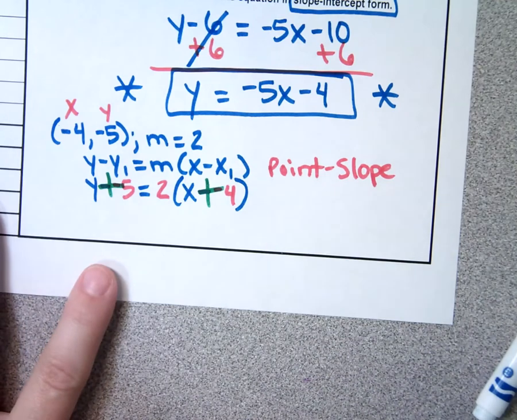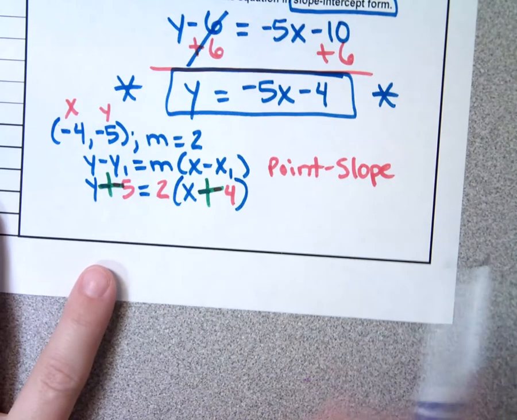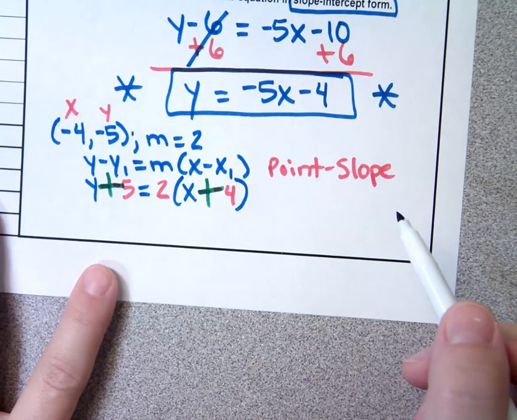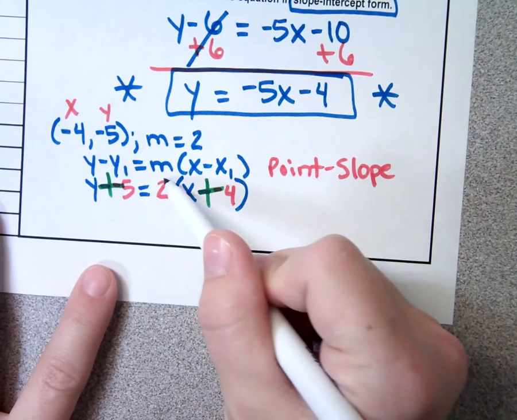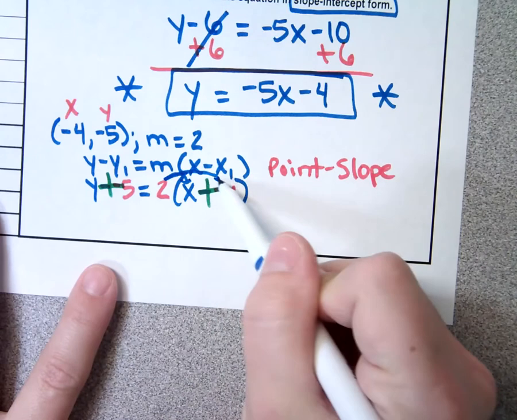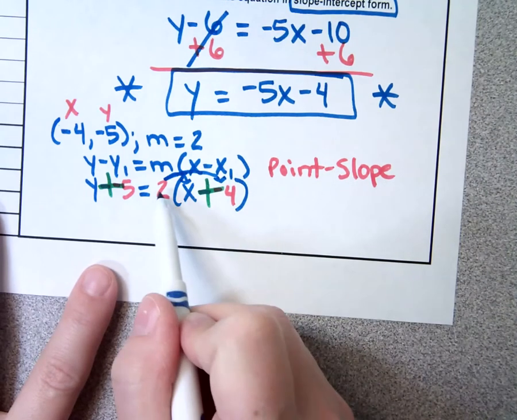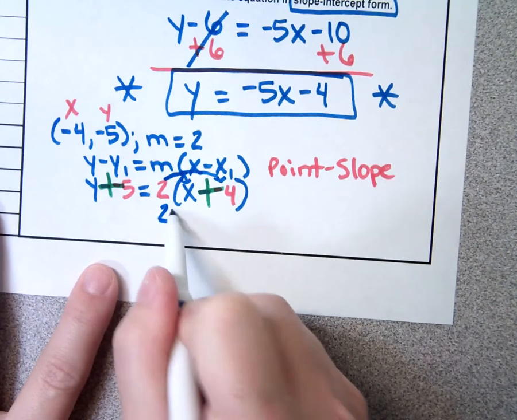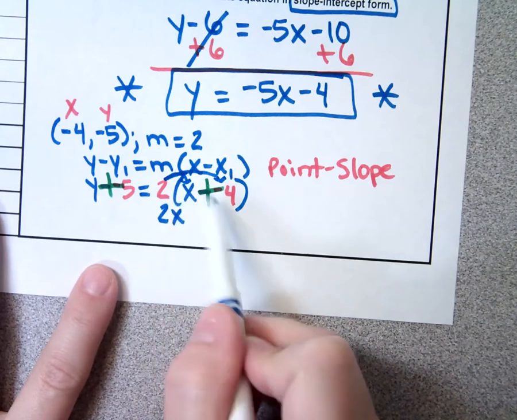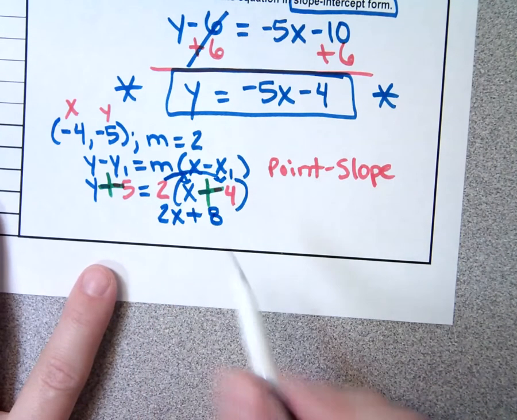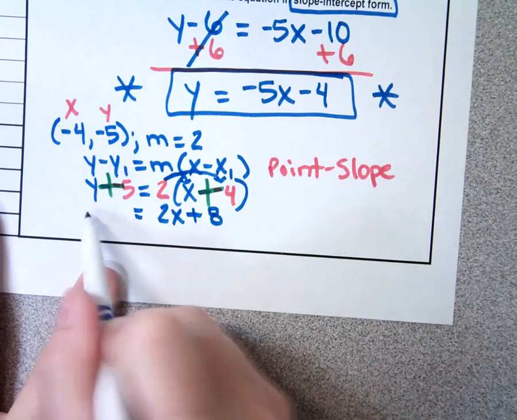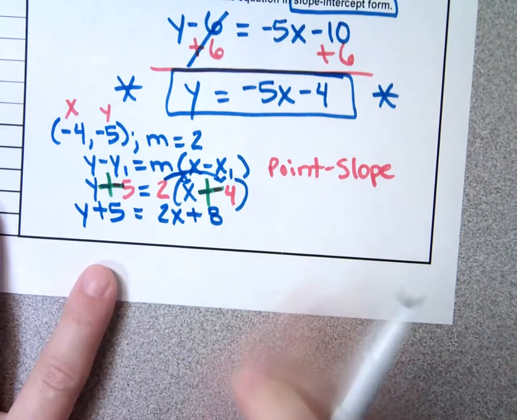Now that's point-slope form. Now I want to convert it to slope-intercept form, which is y equals mx plus b. So first thing I'm going to do is distribute. I need to distribute my 2 to make the parentheses go away. So how much is 2 times x? 2x. How much is 2 times a positive 4? A positive 8. And then I bring down the equals, and I bring down the y plus 5.